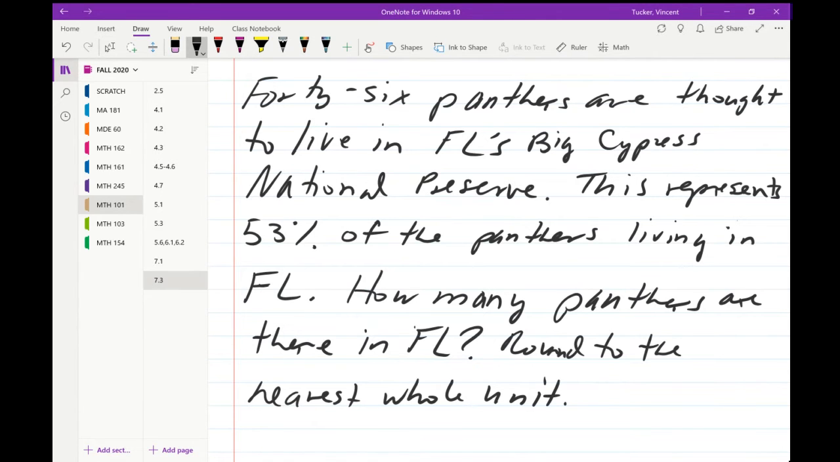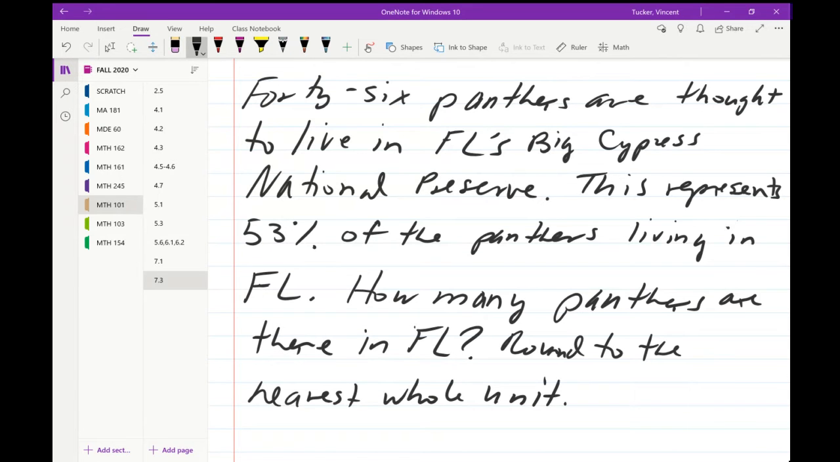All right, 46 panthers are thought to live in Florida's Big Cypress National Preserve. This represents 53% of the panthers living in Florida. How many panthers are there in Florida? Round to the nearest whole unit.